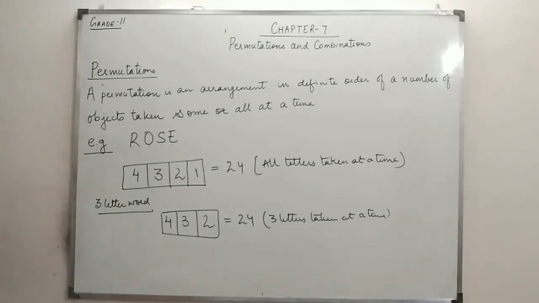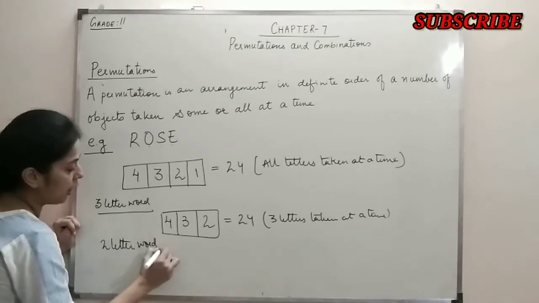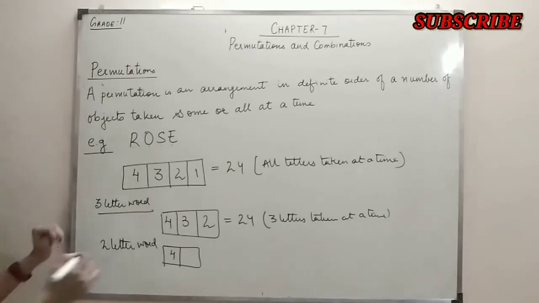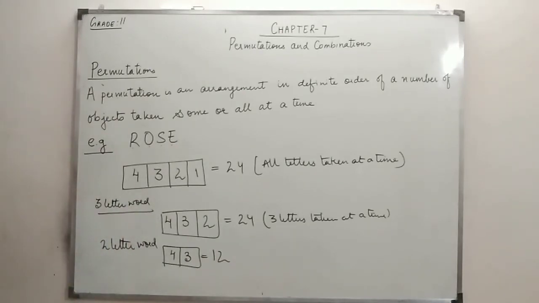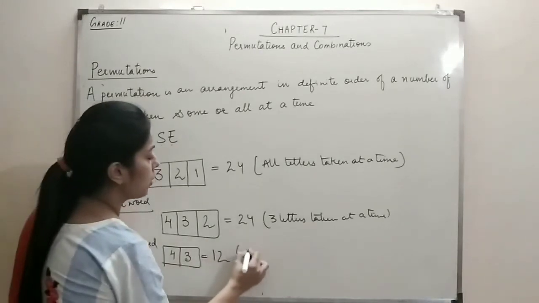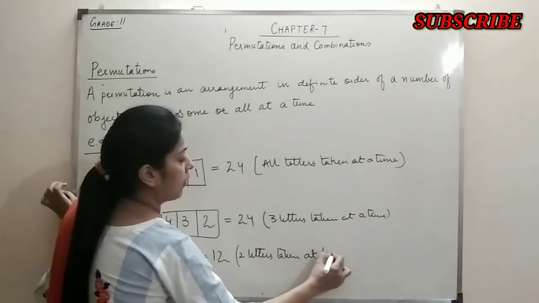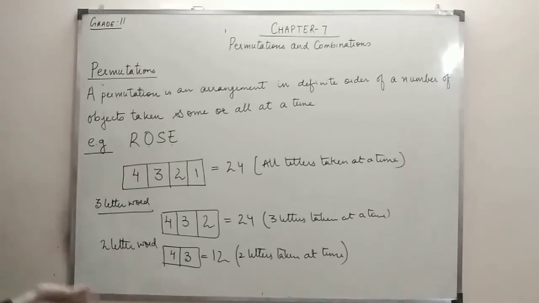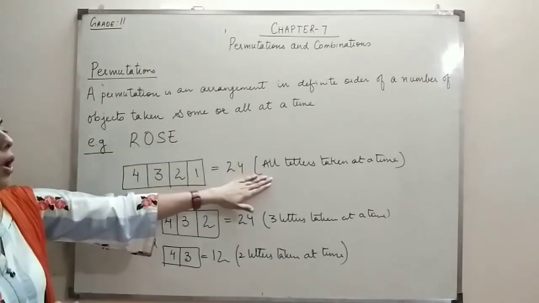Again, if I say frame 2-letter words, then the first place can be filled in 4 ways. The second place can be filled in 3 ways. Then how many permutations do we have? 12. Here we have taken 2 letters at a time. If we take 1 letter, then only 4 permutations are there. In the first case we have taken all the letters at a time.